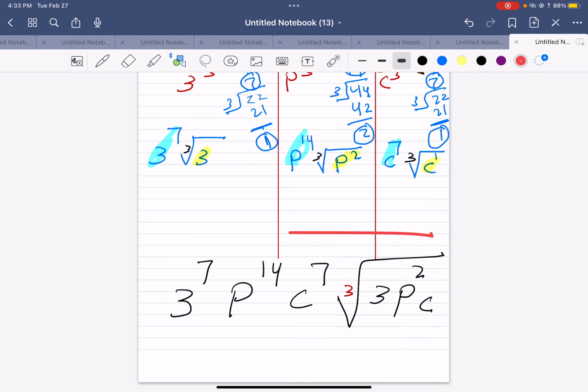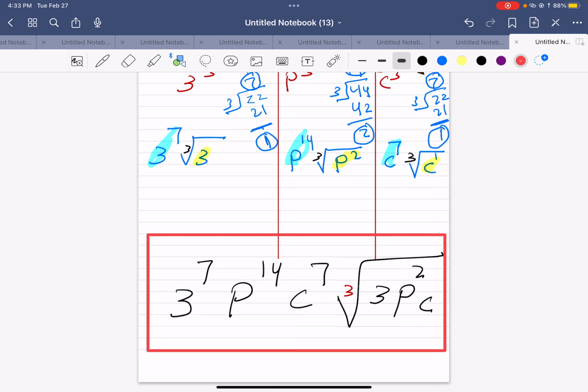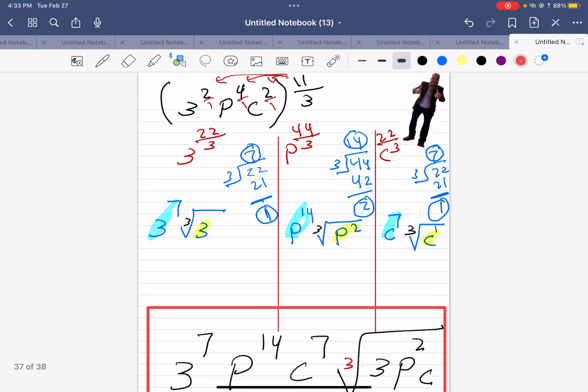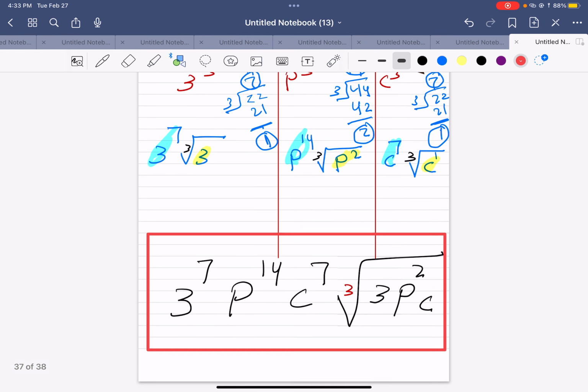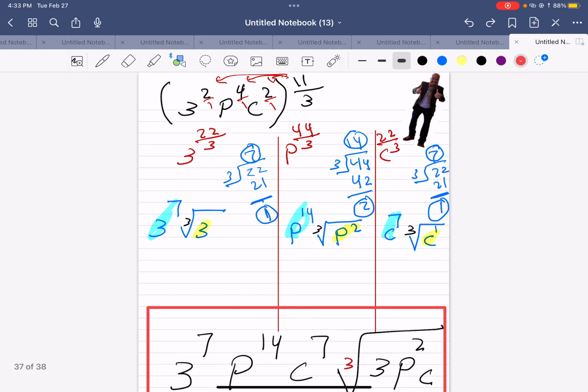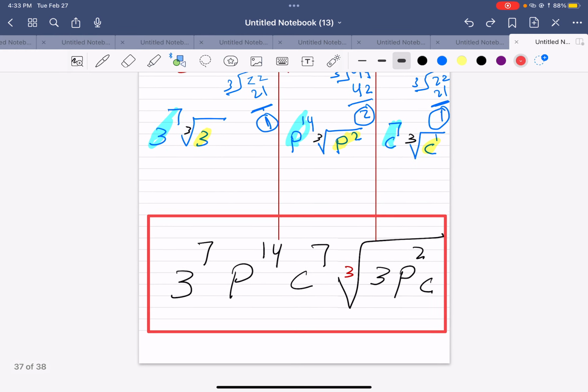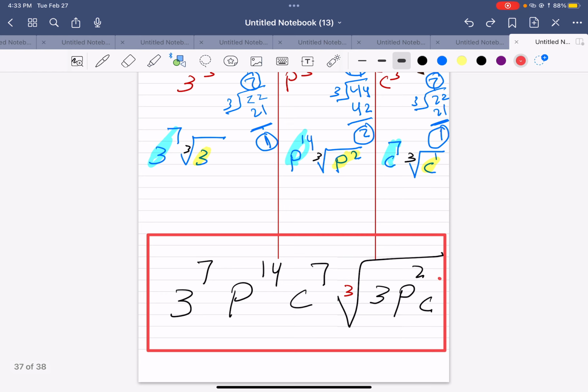So the final answer is this over here. Now, if I have a negative exponent, if this is negative, it will be 1 over this answer here, but it's not negative. You notice something. The exponent here is 1, the exponent is 2, the exponent is 1. The exponents here on the top cannot be greater than the degree of the root.